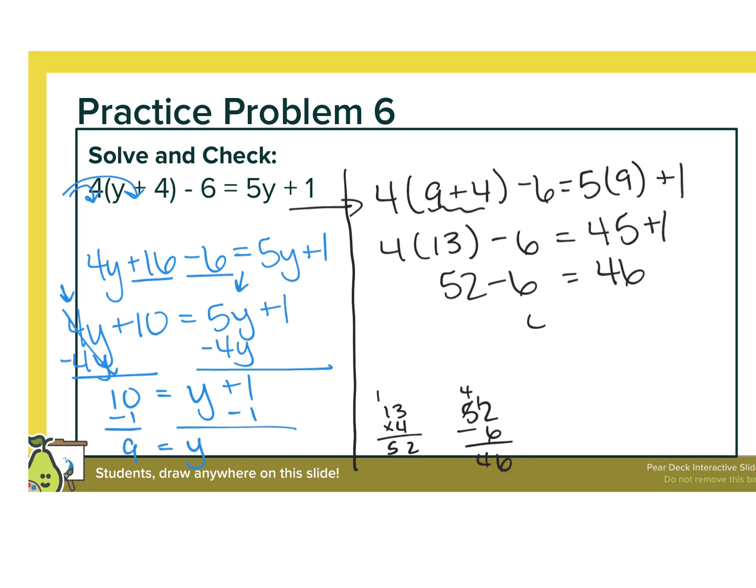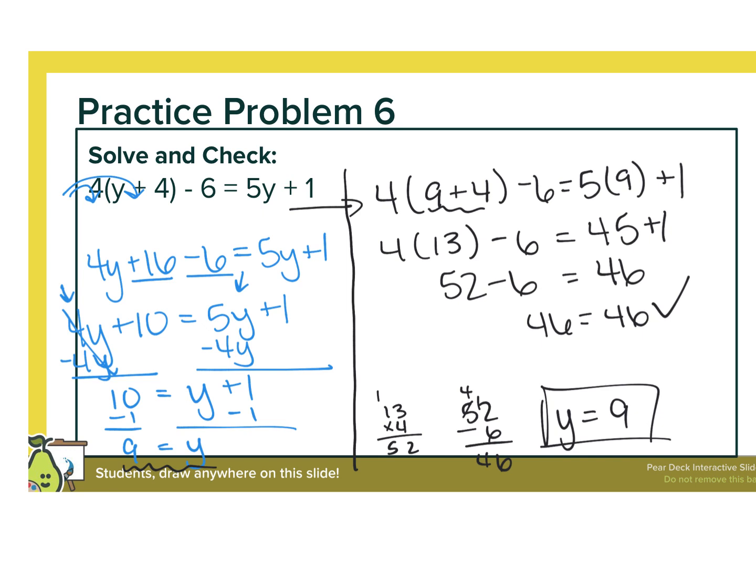All right, so I got the same number on both sides. It checks out. I don't like when it's backwards like this, so I'm just going to rewrite it as y equals 9. You don't have to. And put it in a box. That is the last practice problem.